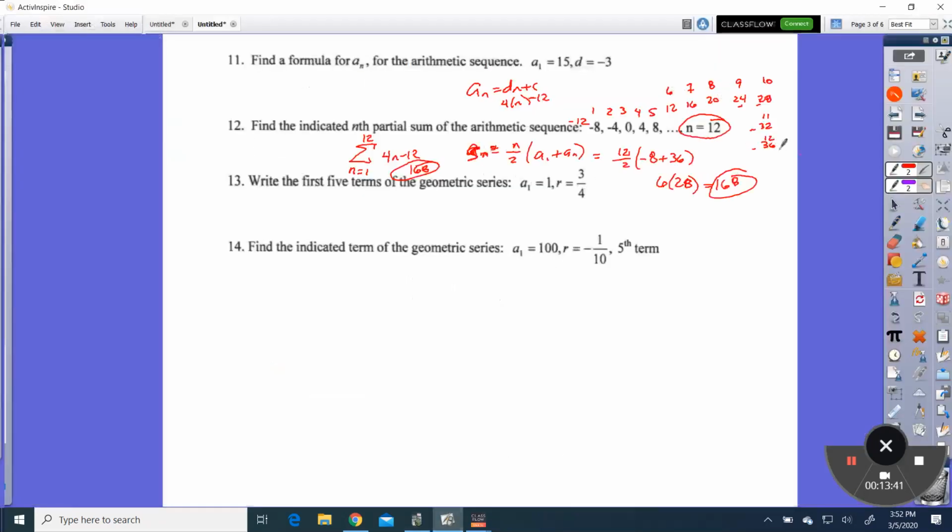Third way, you could add all of those together. You could add that 36, 32, 28, 24, 20, 16, 12, 8, 4, 0, negative 4, negative 8. So you could add those all together and get the same thing.